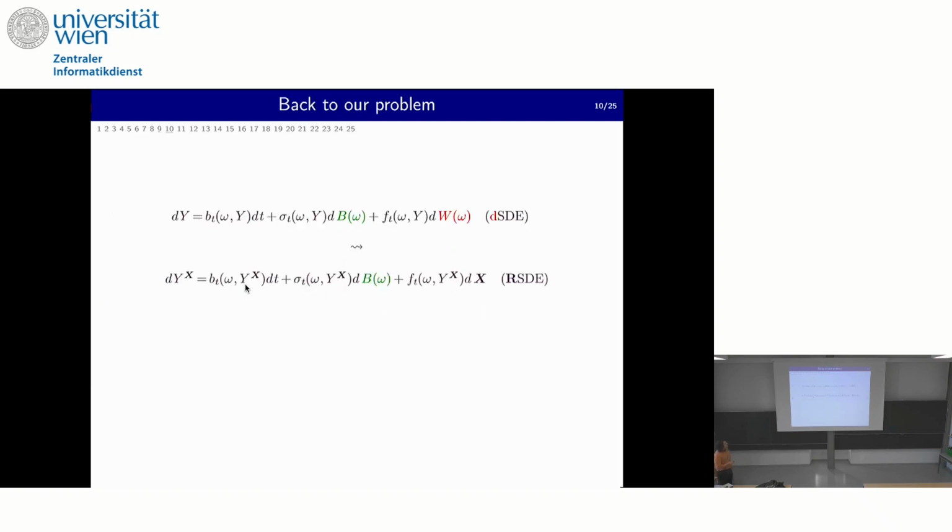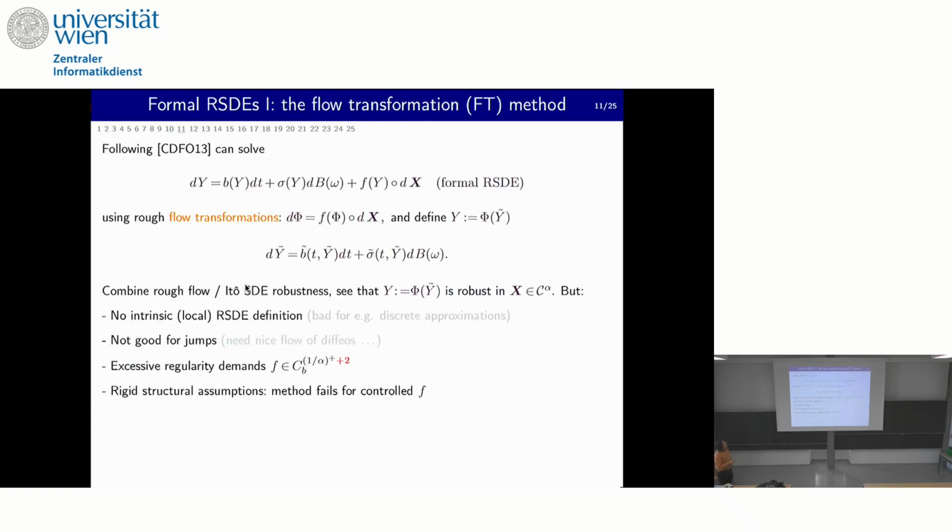Back to our problem, how do we go from here to here? To give you a bit of perspective, the need for such a theory has been around for a long time, because I showed you all these examples, so it's very natural. One thing you can do is a flow transformation. You say, okay, well, I don't really understand this one, but I understand this equation, and I also understand it on the level of flows.